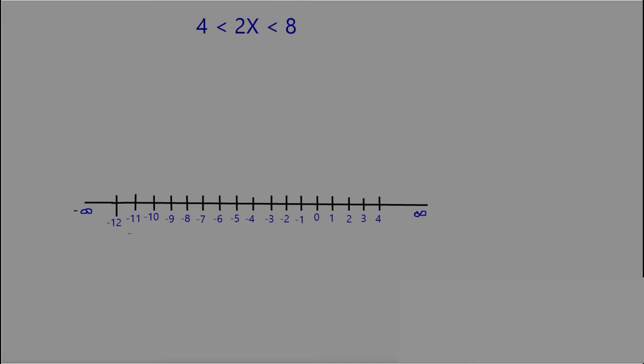In this one, 2 is multiplying by x and we want to get x alone, so we do the opposite, which is to divide. And we want to divide the equation by 2. 4 divided by 2 gives 2. 2x divided by 2 cancels, leaving only x. 8 divided by 2 equals 4.